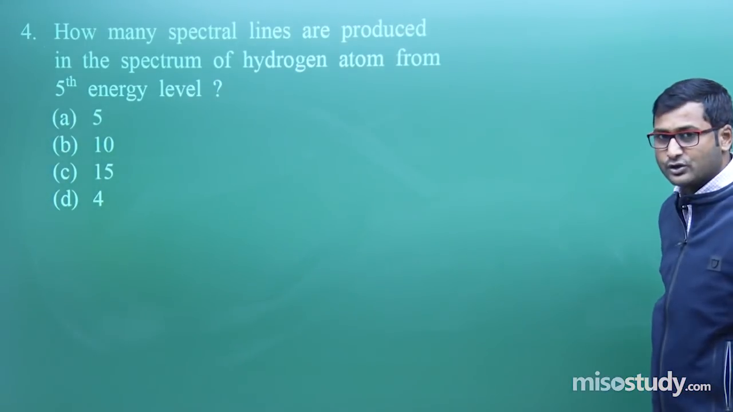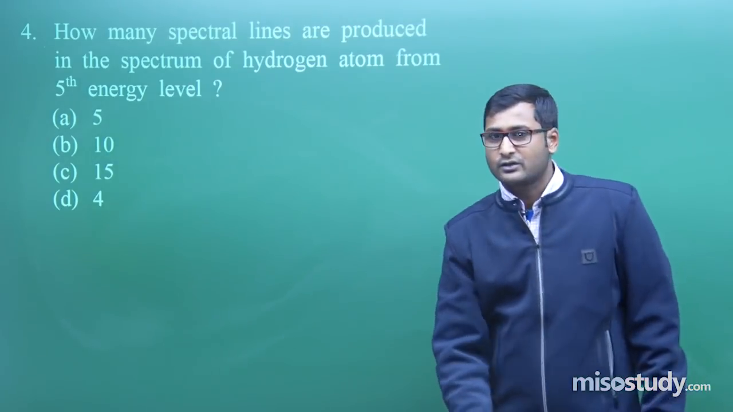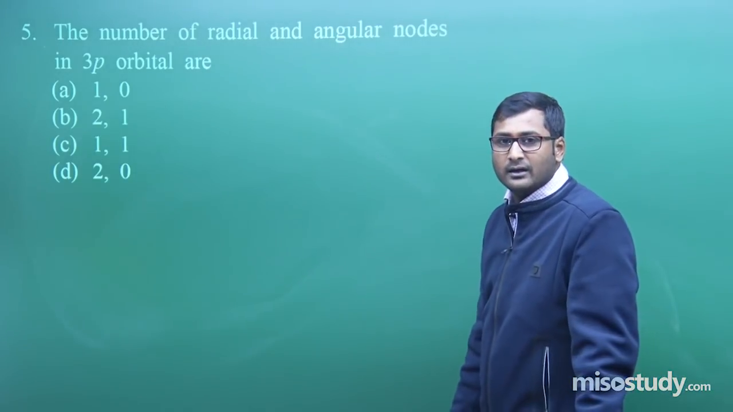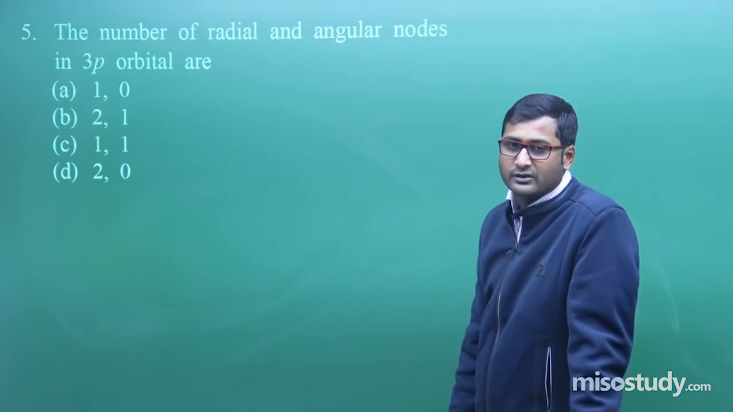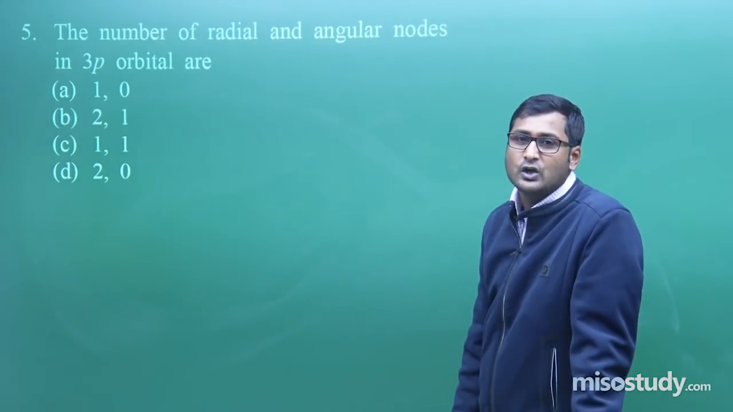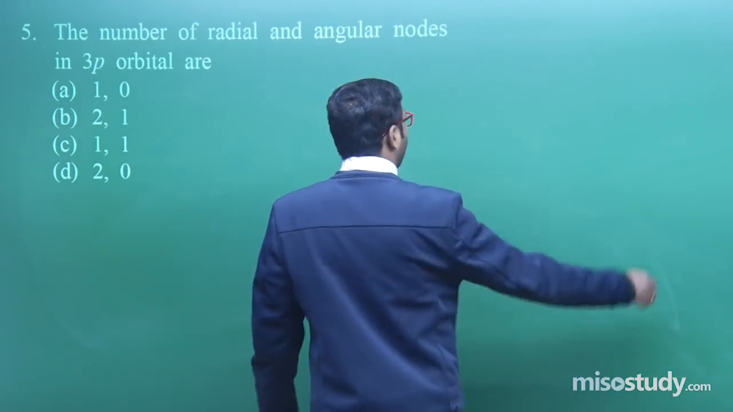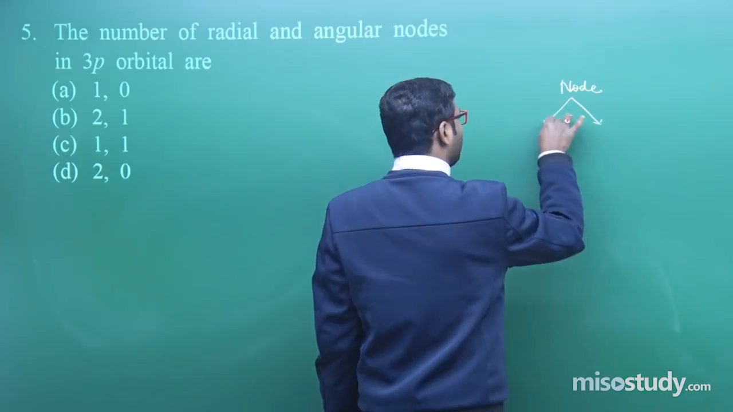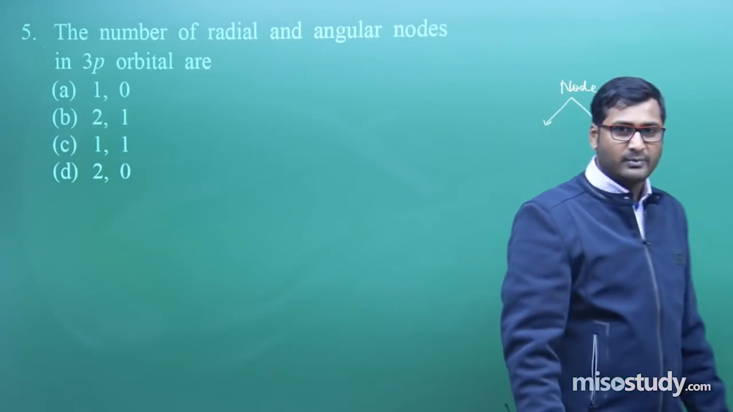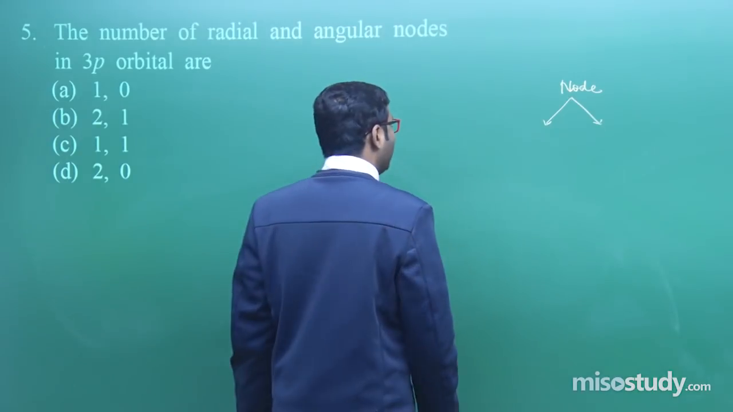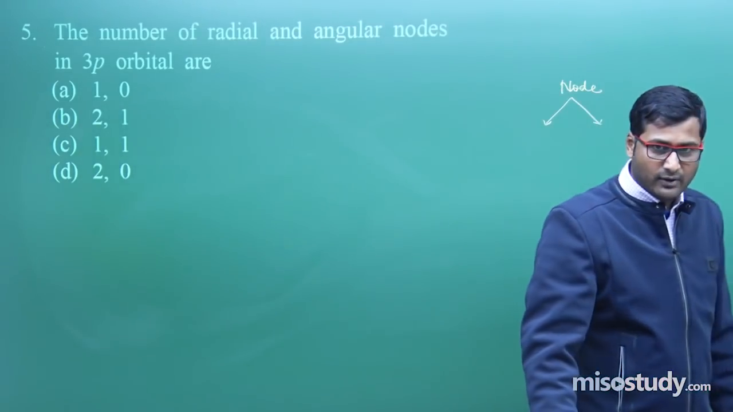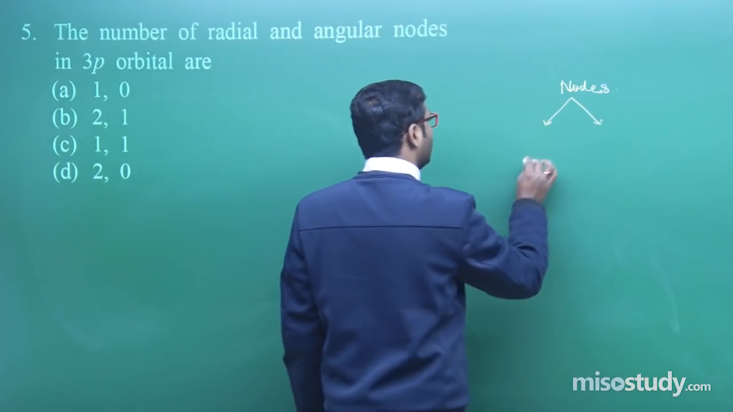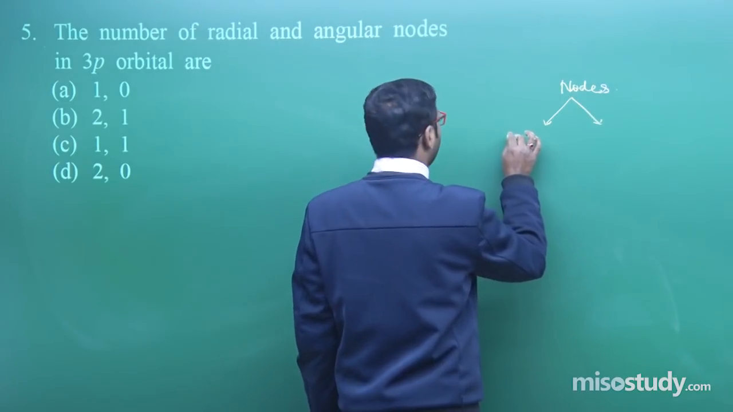Now, what is the next question in this case? Check the things. The next question is question number 5. Now, this is node. What is node? Tell me. The place where the probability of finding an electron tends to 0 is called node. Nodes are of two types. The first one is radial node. That is the place where the radial wave function of the electron becomes 0 or tends to 0. And the place where the angular wave function tends to 0 is called angular node. The first one is, my friend, radial or spherical node.